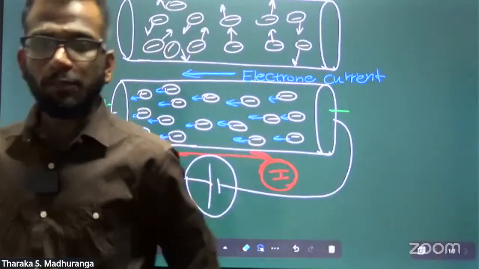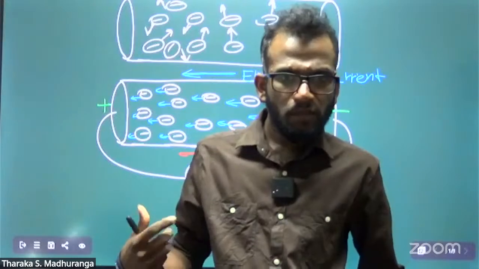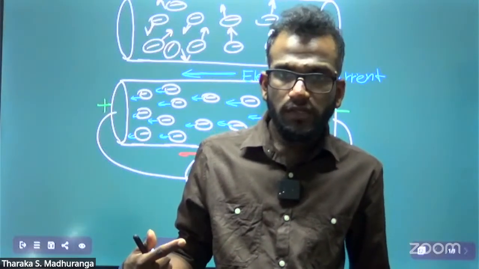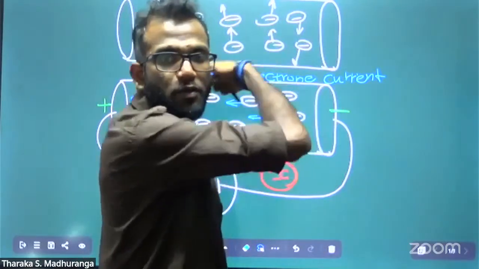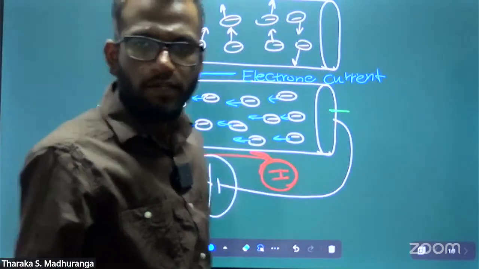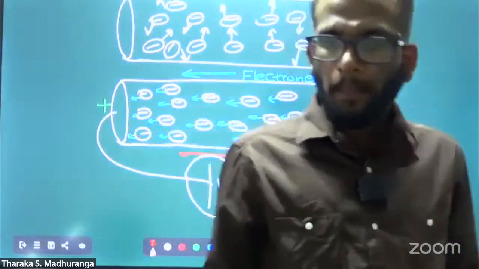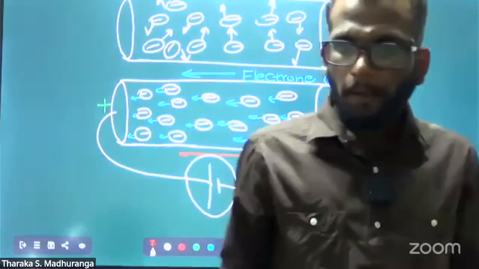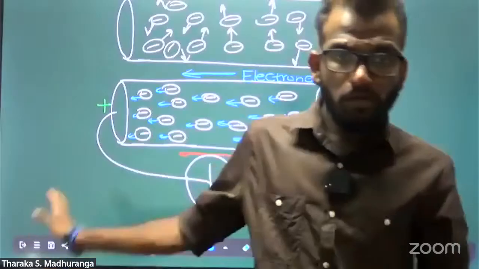Understood? Any doubt up to now? I rapidly explain. I think from your answers, I can understand you already know these things. Okay, any doubt? That is the electron direction, the electron current direction. That is the electric current direction. Yes, you all know.